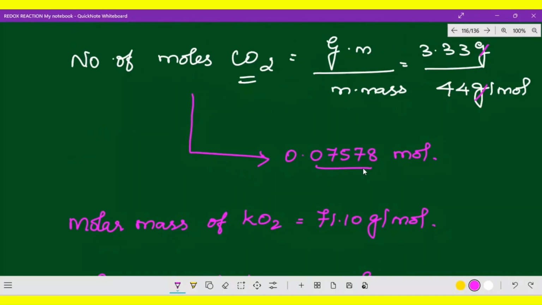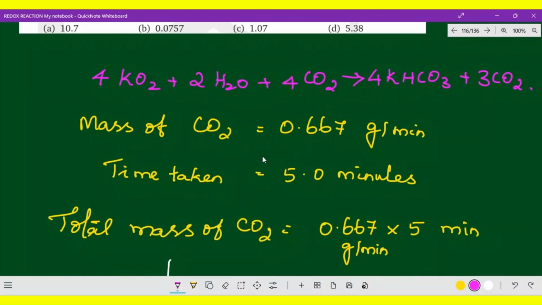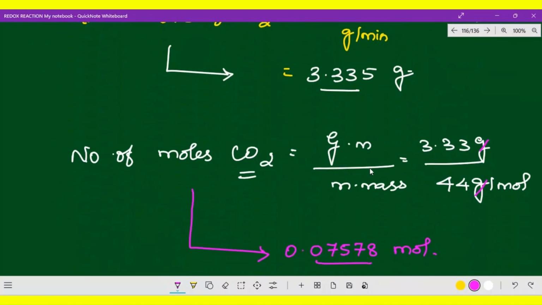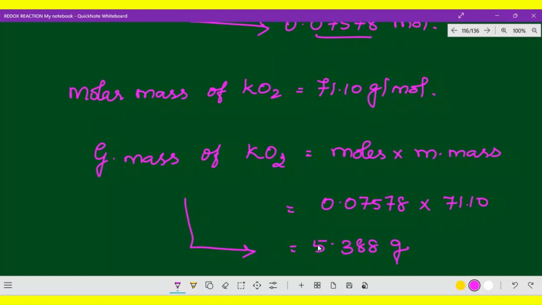Here, moles, how much for the carbon dioxide we have taken? 0.07578, because we are getting, that is the way. See here, carbon dioxide is exhaled, right? So here 4 moles of potassium superoxide can produce 3 moles. So here moles and the molar mass only we can bring out to get that amount, the given mass of potassium superoxide. So 0.07578 into 71.10, right? Now you will get the answer: 5.388 grams. So this is the given mass of potassium superoxide.